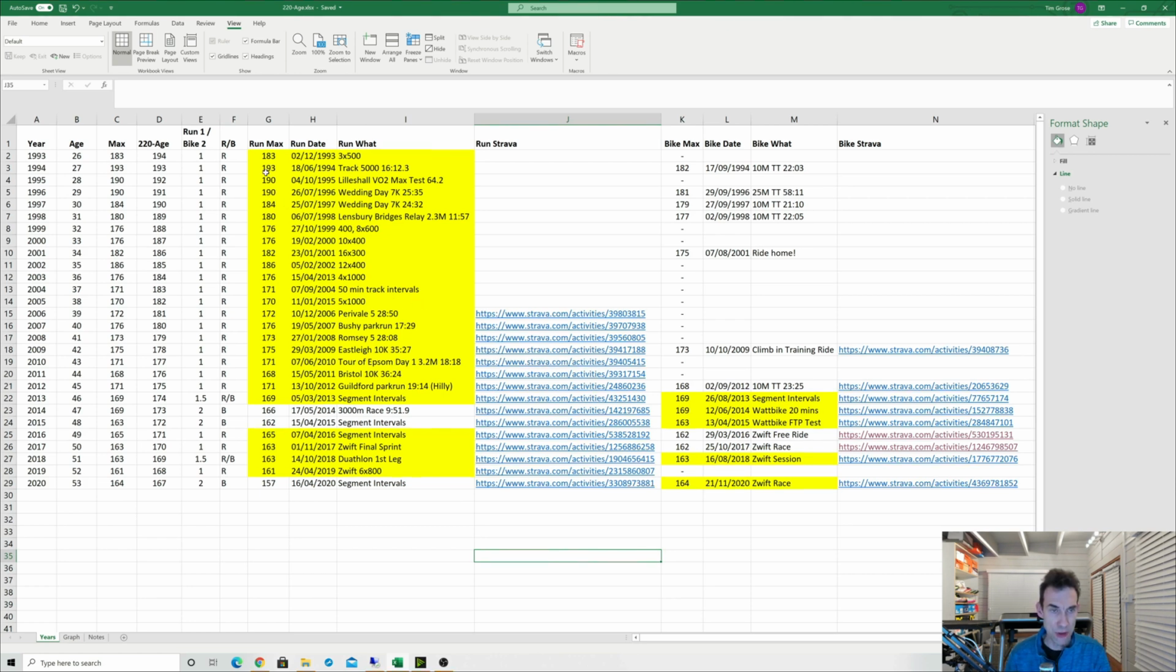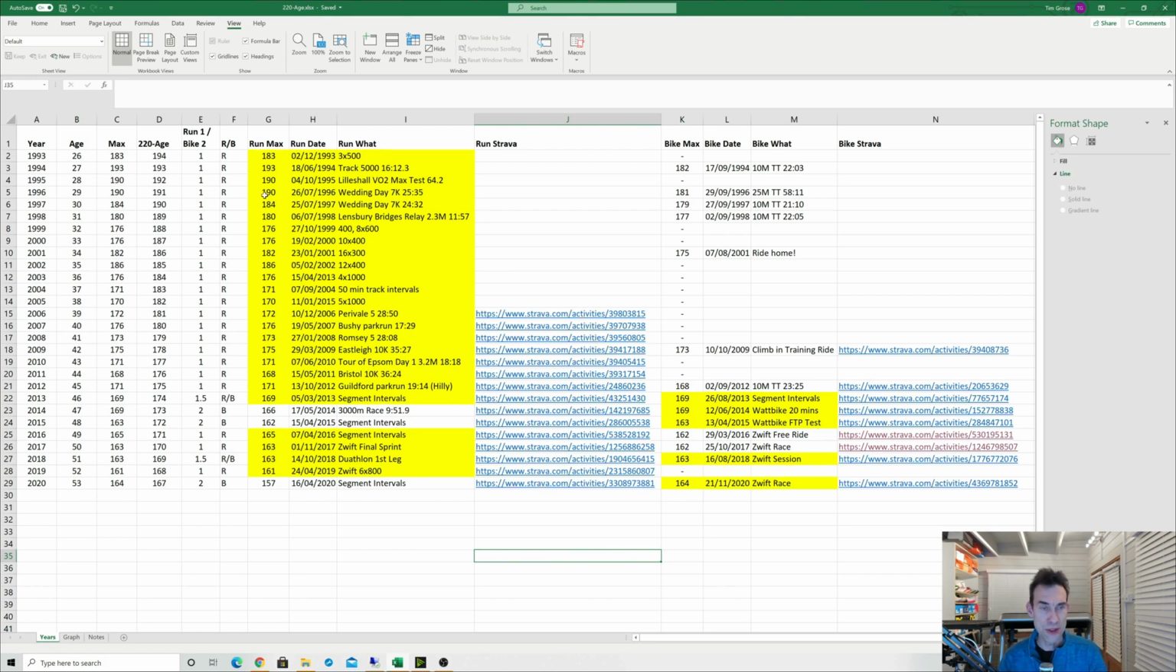As I said there, my highest ever heart rate was 193 in 1994 at the end of a track 5000. And then I had a properly measured one. I went to Lilleshall to have a VO2 max test in October 1995 and another one the next April. And they got me up to 190 max heart rate there on the treadmill. And then when I went back, interestingly, 6 months later, my VO2 max had gone up from 64.2 to 70.5. But my max heart rate had gone down.